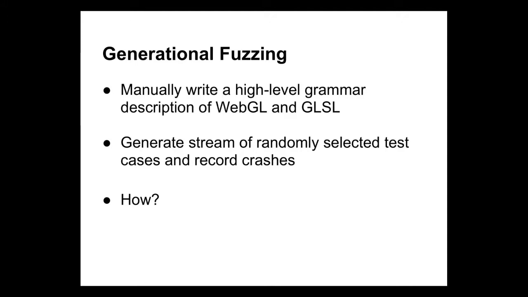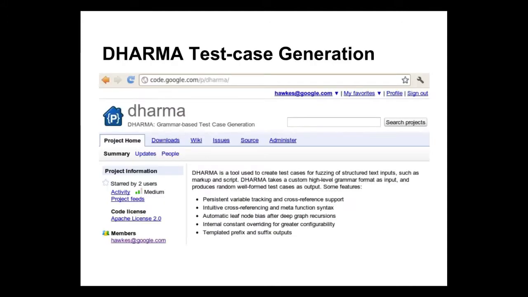But how can you do this? In my case, I didn't really have much experience with this, so my solution was to write it from scratch. So I've released this tool Dharma, which is similar to, if you've ever heard of ABNF, an ABNF-inspired format that is a bit nicer to use from the fuzzing perspective. It supports persistent variables and things like this, and some nice high-level meta functions. I wrote a WebGL shader language grammar for Dharma, and then was just generating millions of these test cases.